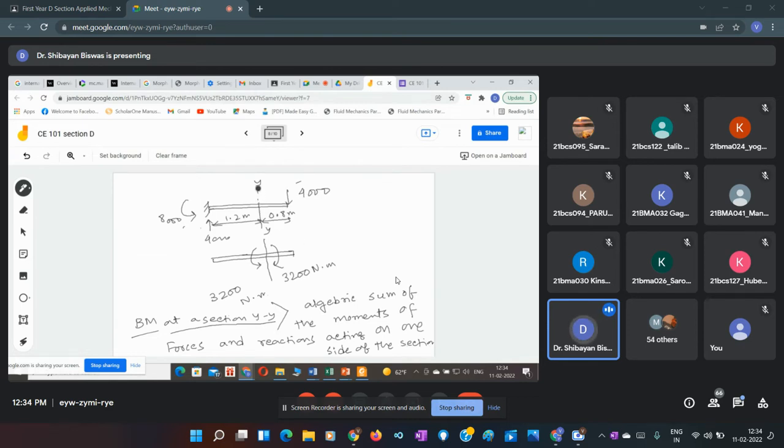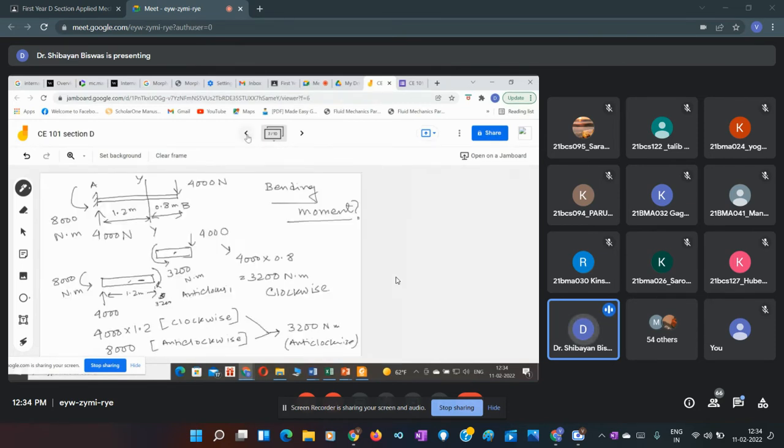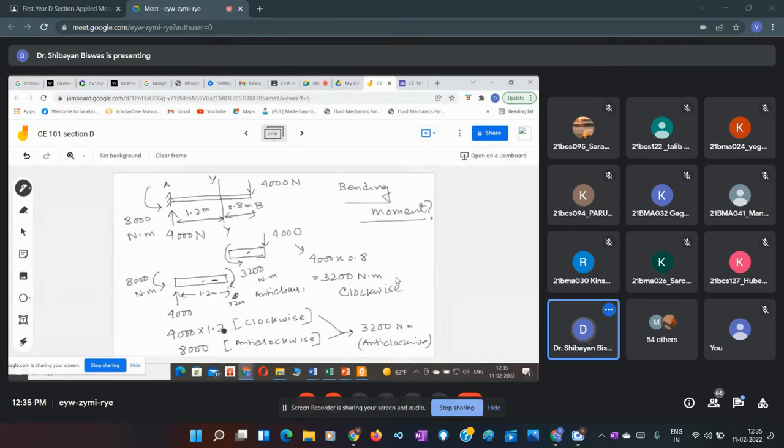So the section we have considered here at any distance as per our choice or convenience, and we have to look for the two parts. At any part, whatever moments will be acting, be it right, be it left, we have to consider all the moments coming from all the forces and reactions for that particular part, and then we have to do an algebraic sum. Why am I considering this algebraic sum? Because here one part was clockwise.